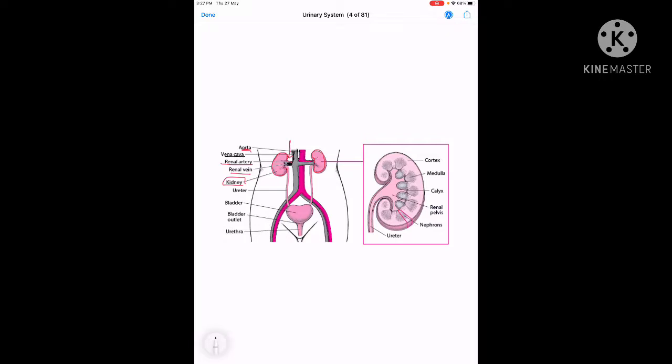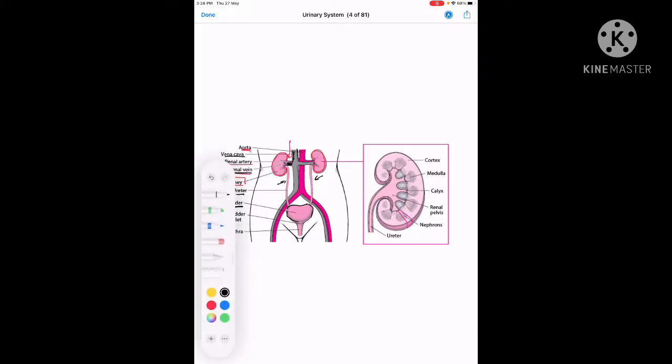And of course, the blood going through the renal vein shouldn't have any waste. Then you will see 2 ureters. These are the 2 ureters going from the kidney to the bladder. This is called the bladder, where the urine is stored.